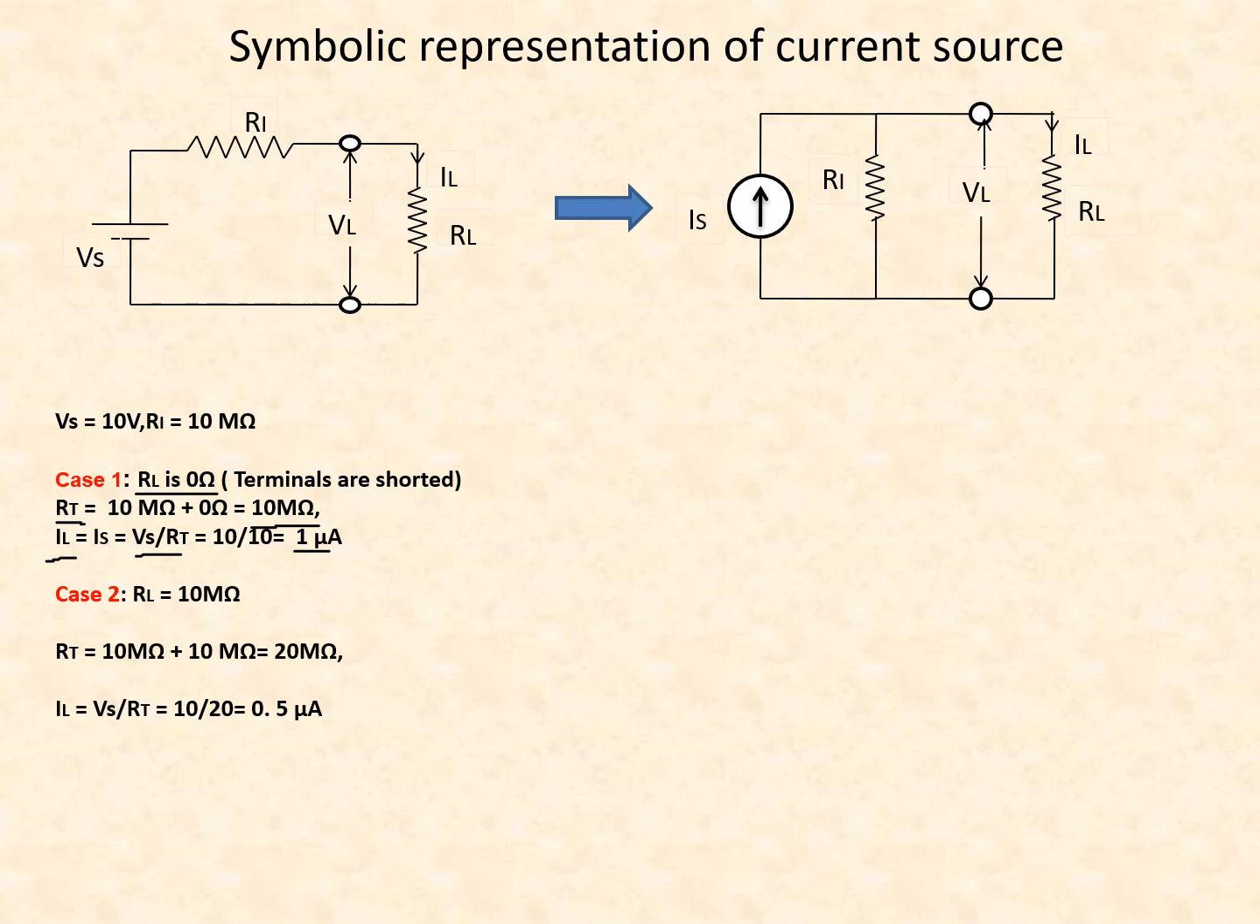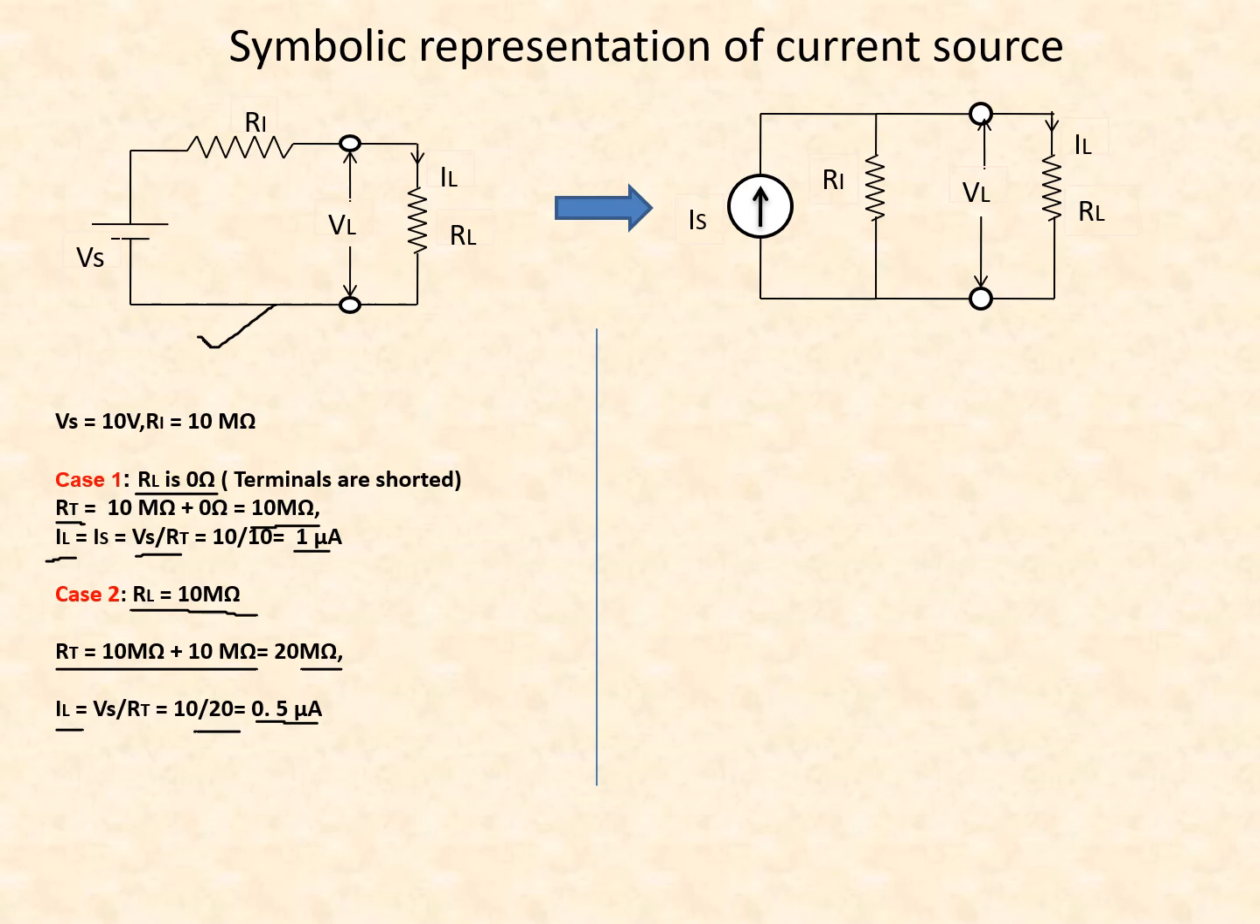In case 2, we are making RL is equal to 10 mega ohms. Now I am getting RT is equal to 10 plus 10, that is equal to 20 mega ohms. So I am getting from that IL is equal to 10 by 20, that is equal to 0.5 microampere. These are the calculation for this circuit. Now let us see what happens in the next circuit.